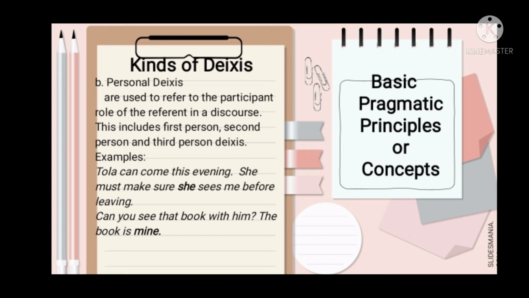Another example is, "Can you see that book with him? The book is mine." The deictic word in this example is the word mine.